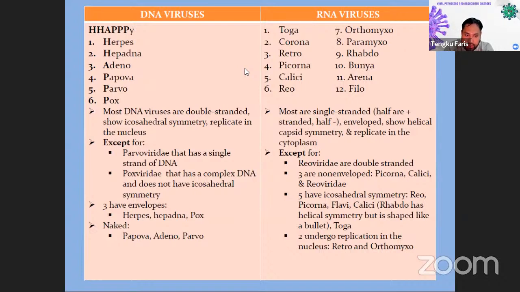How about the naked ones? They are the papova, adeno, and parvovirus. Okay, enough with the DNA viruses. Now, the more viruses essentially come from the RNA virus group. That includes toga, corona, retro, picorna, calici, reo, orthomyxo, paramyxo, rhabdo, bunya, arena, and filoviruses. Most of them, since they are RNA viruses, have single-stranded RNA. They are enveloped, some of them show helical capsid symmetry, and they replicate in the cytoplasm.